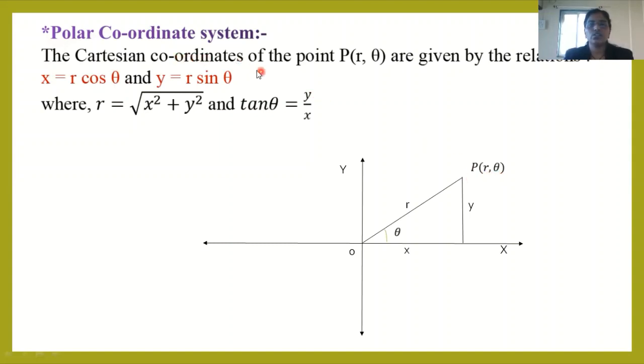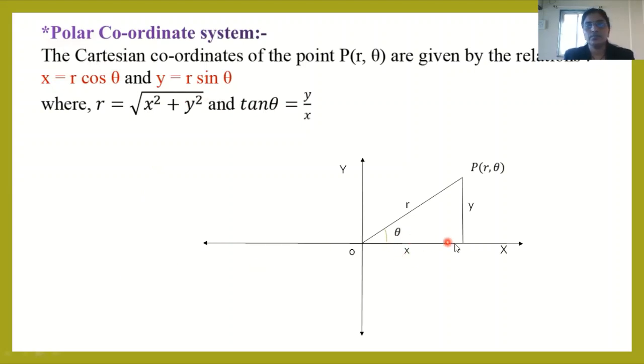Therefore, the Cartesian coordinates of the point P (r, theta) are given by the relation x is equal to r cos theta and y is equal to r sin theta. And also, we can find the polar coordinate r by r is equal to square root of x square plus y square, and theta by tan theta is equal to y by x. By using these formulas, we can convert Cartesian coordinates into polar coordinates and polar coordinates into Cartesian coordinates. That is, x is equal to r cos theta and y is equal to r sin theta.